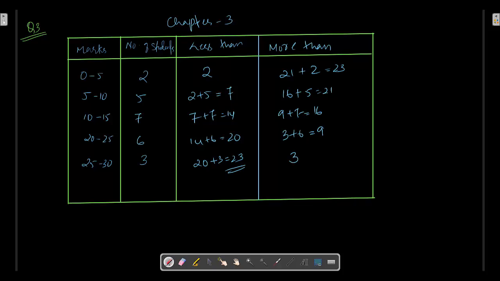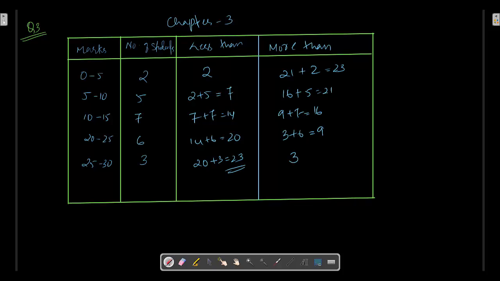So more than 0 is 23, more than 5 is 21, more than 10 is 16, more than 20 is 9, and more than 25 is 3. This is the more than cumulative frequency. This is what you have to do when the question asks you to solve it on a less than and more than basis. So this is question number 3.